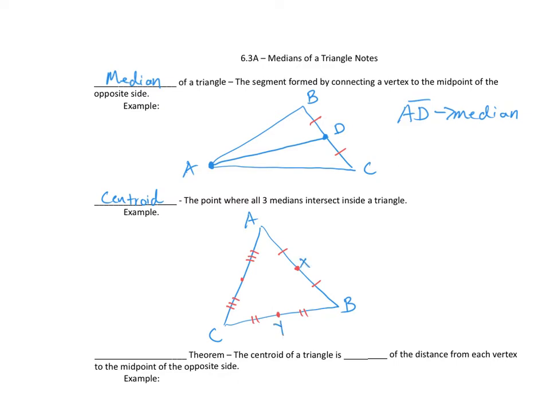We'll call these midpoints X, Y, Z. Now we connect the vertex to the midpoints. So let's do this to all the vertexes, to all the medians, like so. This point right there in the middle, we'll call point D. Our centroid is D, like that.